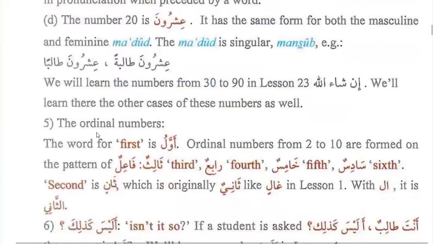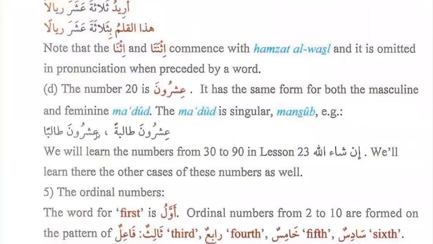Miss Satya. Yes, sir. The number 20 is Ishruna. It has the same form for both the masculine and feminine madud. The madud is singular mansub. For example, Ishruna Taliban, Ishruna Talibatan. We will learn the numbers from 30 to 90 in lesson 23, inshallah. We'll learn the other cases of these numbers as well.